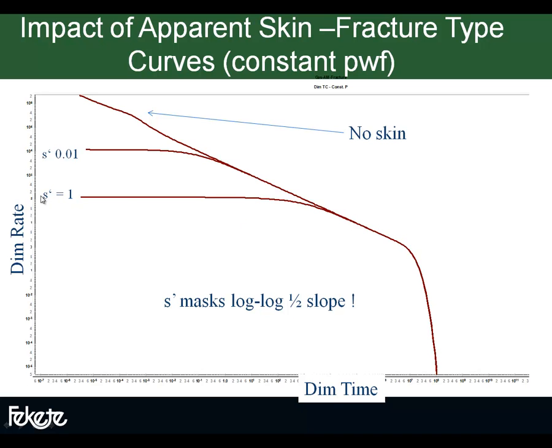However, if we start to impose a skin damage effect, either a weak one or a strong one, we're going to see various different levels of masking or hiding of that half slope. When we see the skin is equal to 1, the half slope is almost non-existent because it's been replaced by this flat effect because of the skin. So it has a pronounced effect on the log-log plot, and we may not be able to see our characteristic half slope in the data when we have this skin effect in place.